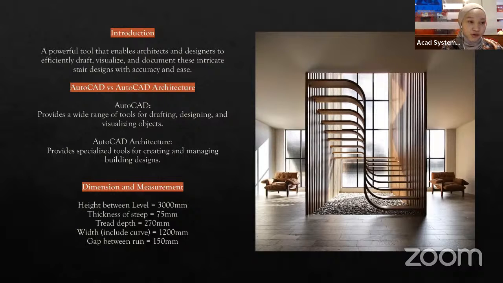Right, so for today, we are going to create this flowing modern stair. And here are the dimensions and measurements for our stair today. The height between level 1 and level 2 is 3000 mm, and the thickness of this strip is 75. Maybe you can screenshot these dimensions so that you can use them if you want to do it as an exercise.